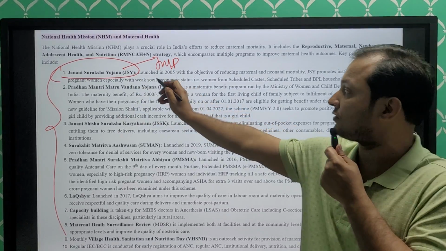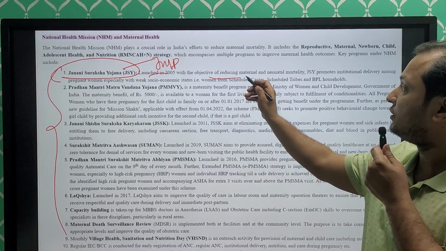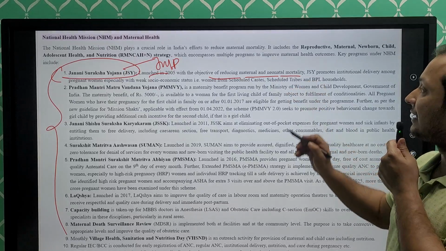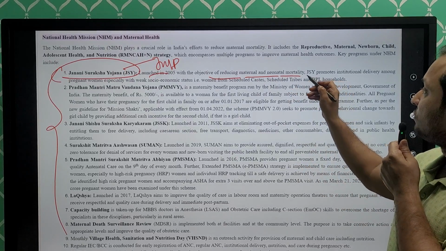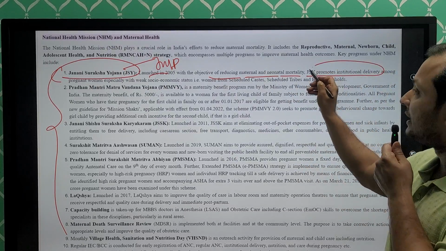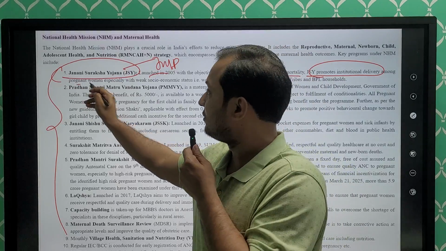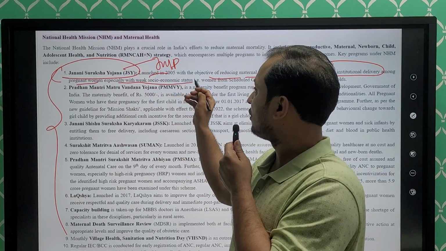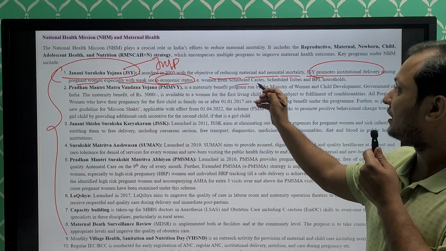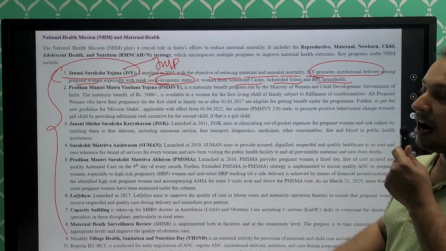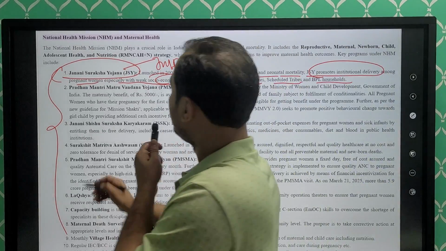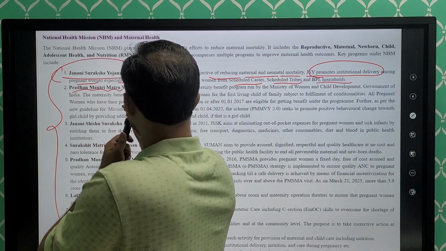It was launched in 2005 with an objective of reducing the maternal and neonatal mortality rate. Janani Suraksha Yojana promotes institutional delivery among pregnant women, especially with weak socio-economic status such as scheduled caste, scheduled tribes and BPL households. Next, Pradhan Mantri Matru Vandana Yojana.